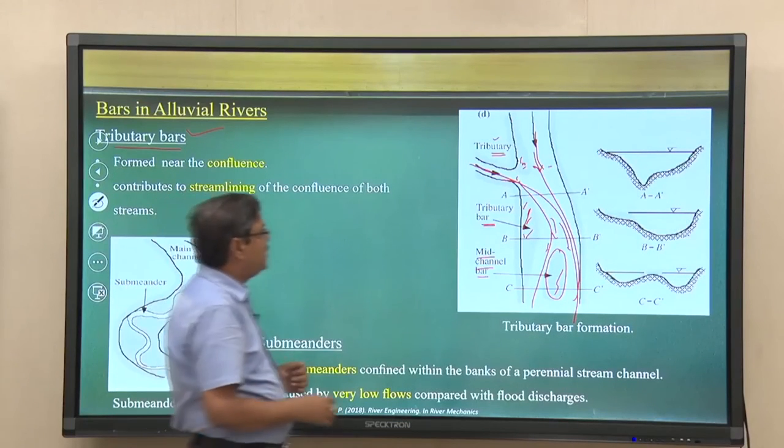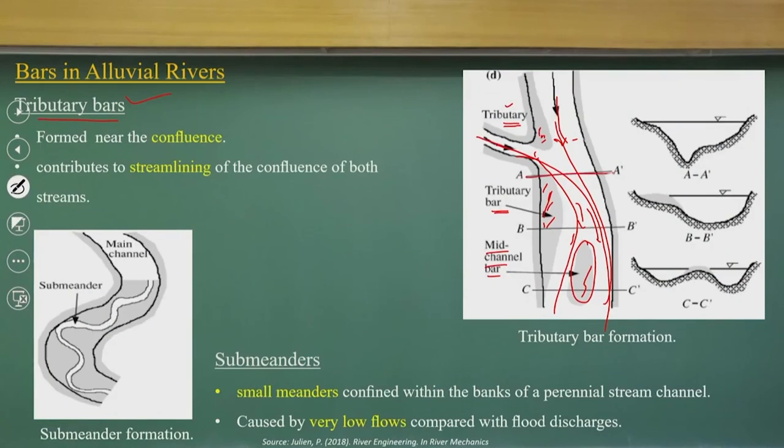If I take cross sections, if you look at A-A dash, B-B dash and C-C dash, the three cross sections. If I look at that, the shape of A is coming like this. Okay. So, there is a thalweg line. B-B dash, there is deposition, tributary bar formation, then at C-C dash, you can see that mid-channel deposition is happening.